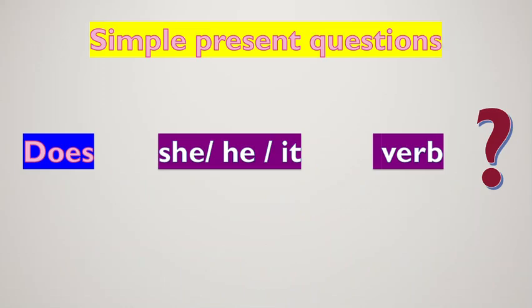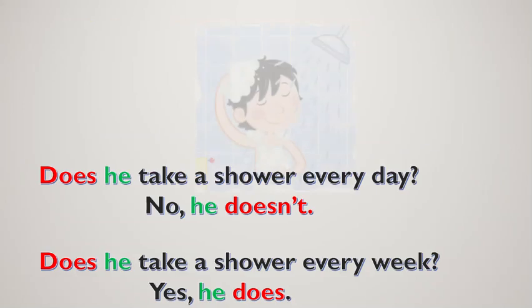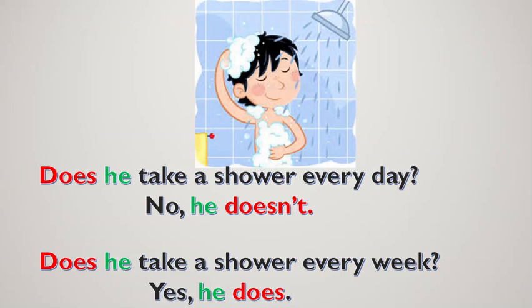In this part, we are going to make questions for she, he, and it. We have to use does. Does plus she, he, it plus verb. Does he take a shower every day? No, he doesn't. Pay attention. When we have does in a sentence, verb should be in the base form. Does he take?